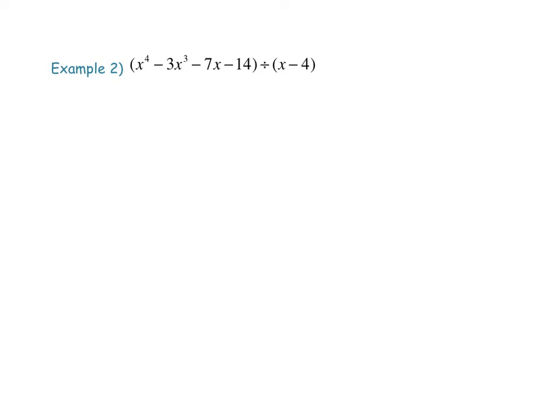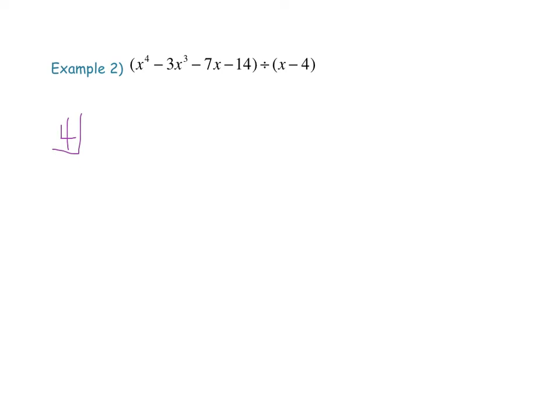Okay, so let's get this one set up. So for our divisor, we will take the constant and change the sign. And I put it in what I call the shelf. Now let's bring down our coefficients.